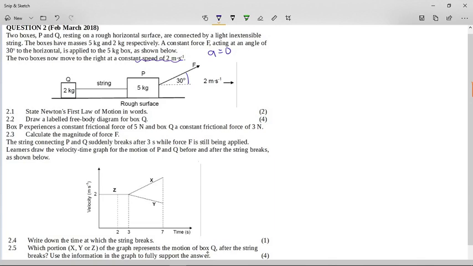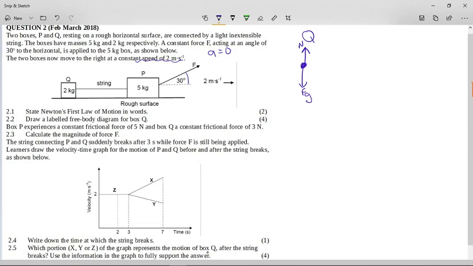Now it says draw a labeled free body diagram for box Q. This one is box Q over here. So let's draw the free body diagram for Q. The first thing, let's draw the little blob so that we know where the center of our free body is. The first thing that's happening to Q is we have its weight acting directly downwards, the force due to gravity Fg. It is on a surface, so it immediately has a normal force acting upwards.